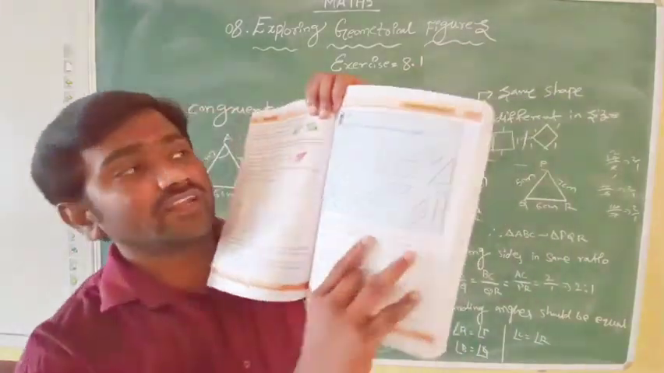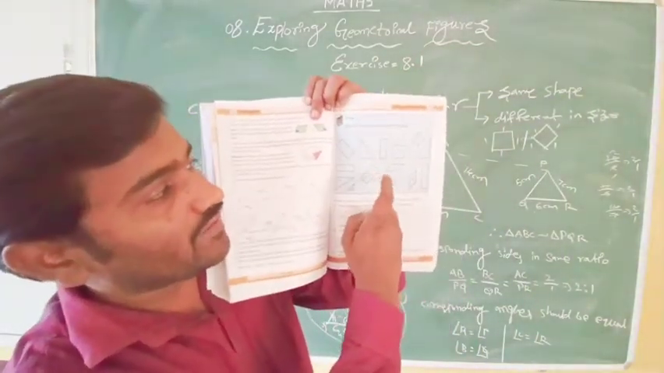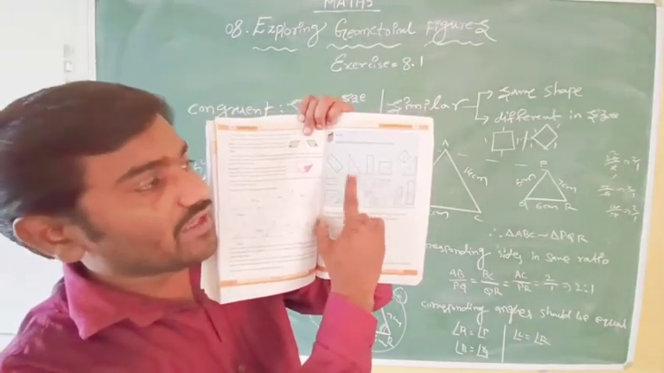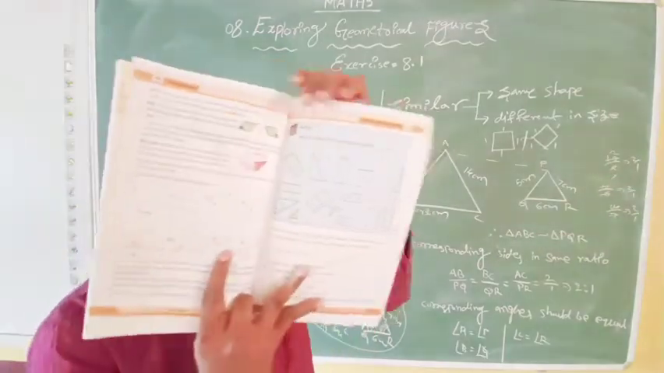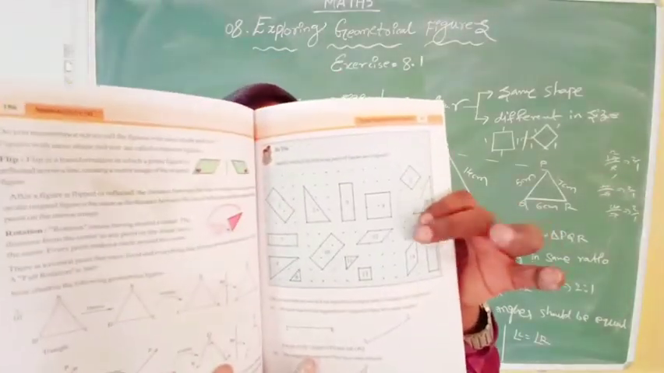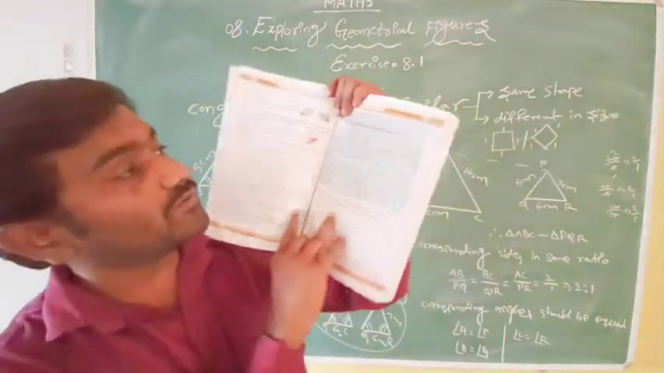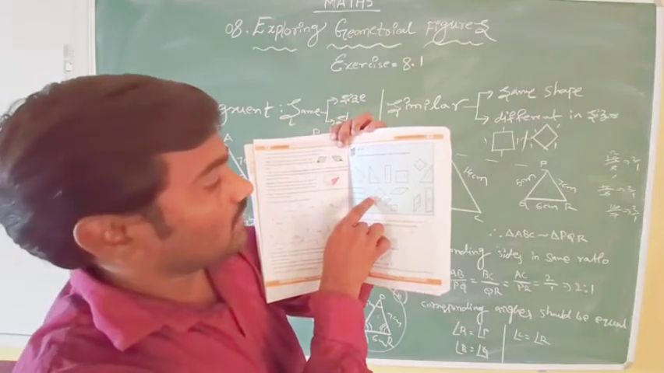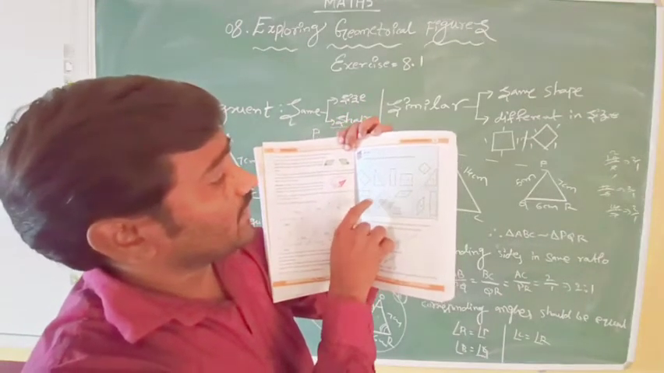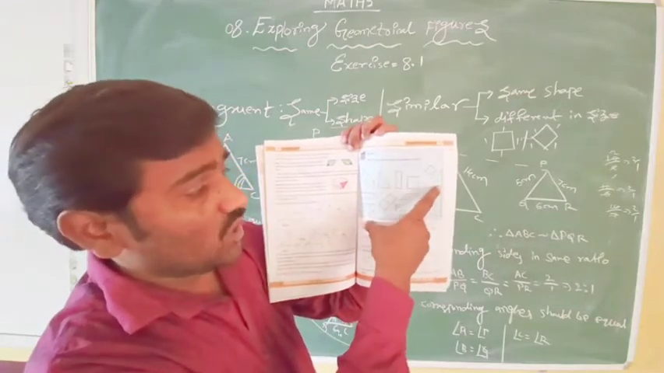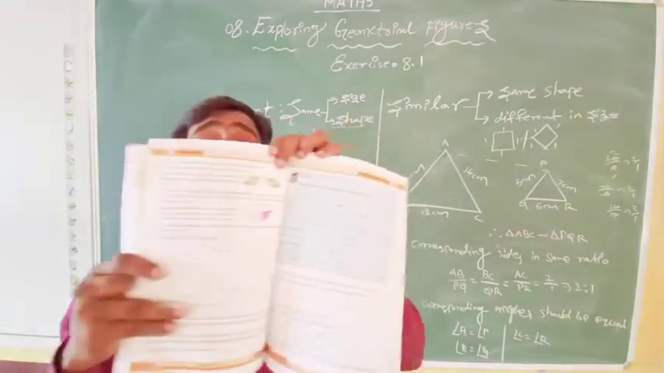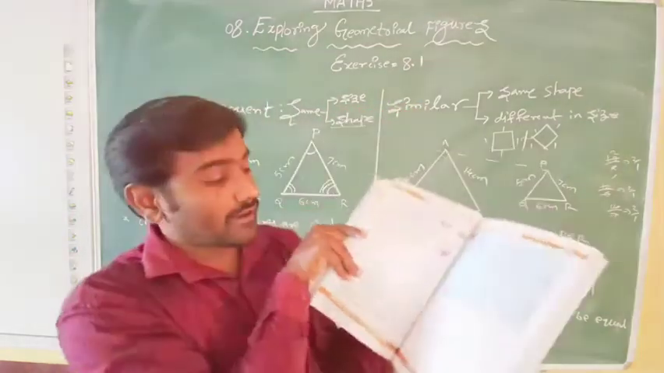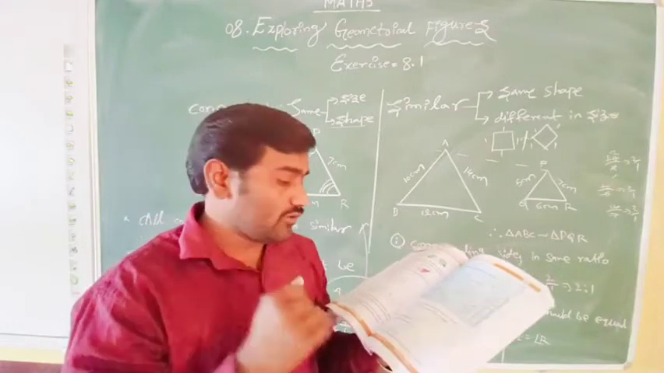Here they have given in the next page some figures. From this we need to identify which are congruent figures. Let me explain you here. Figure number 1 and figure number 10 are congruent. Here figure number 2, 8, 6 are congruent. Similarly we need to choose which figures are similar, congruent. All congruent figures are similar, that you need to remember.